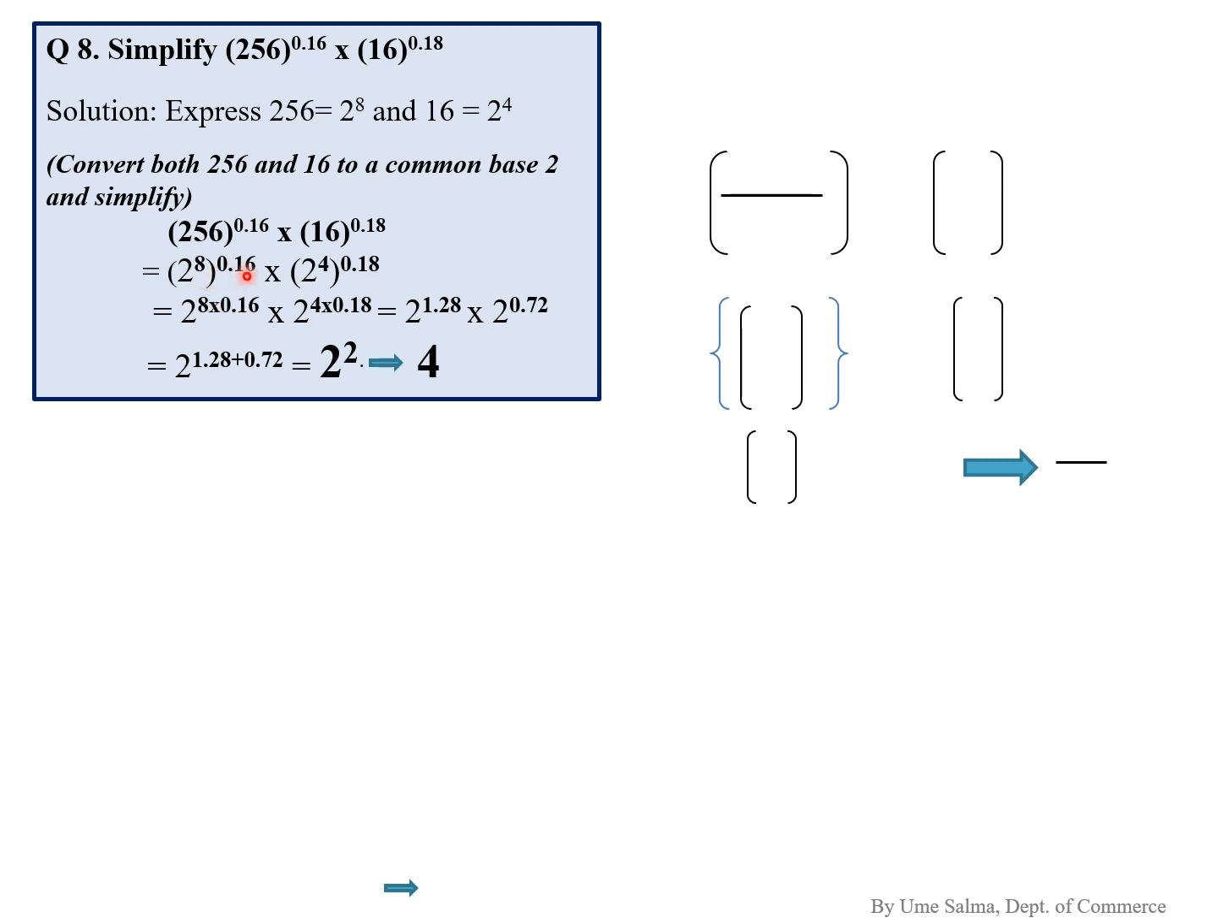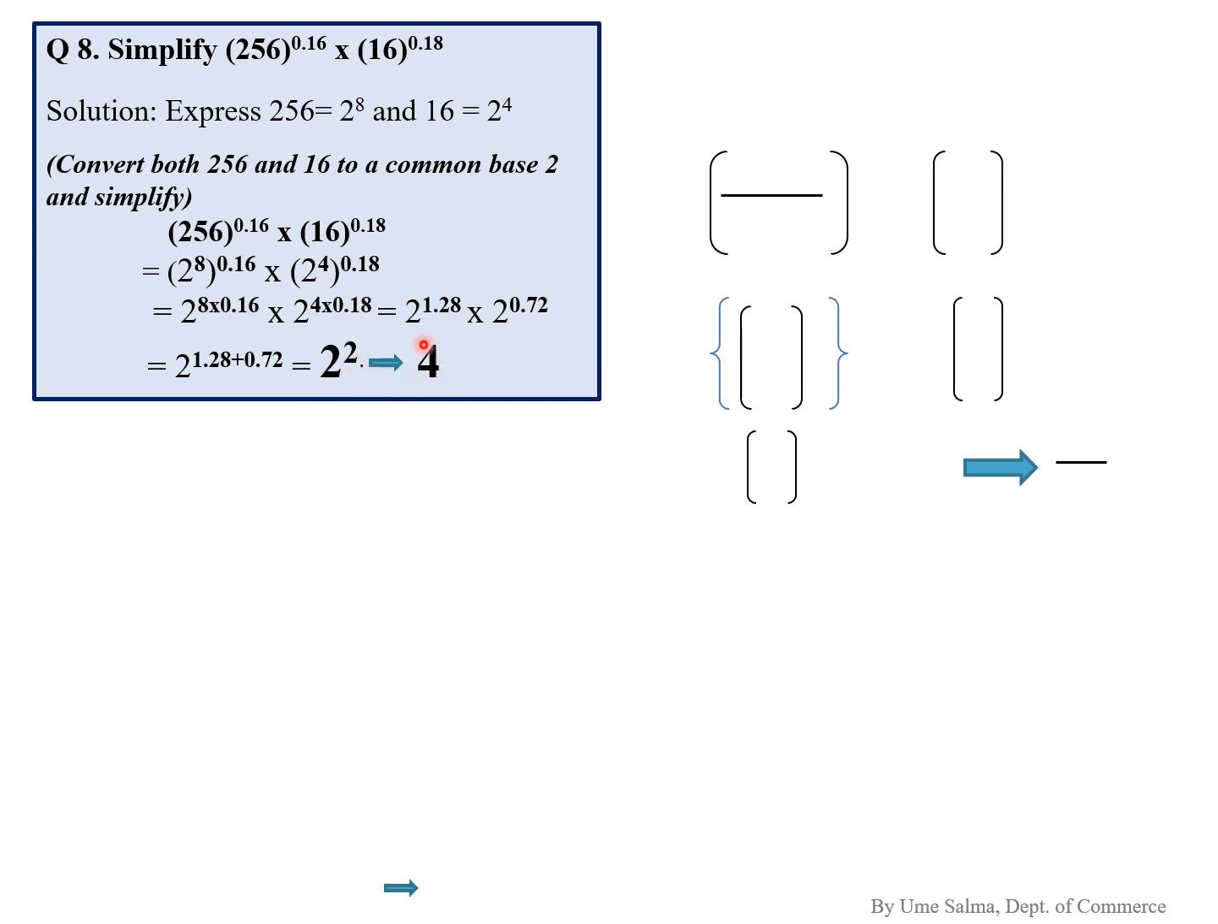So when you solve this, you get 2 to the power 1.28 into 2 to the power 0.72. Only at this step can you apply the multiplication law, that is, you add m plus n. That is, you are adding the two exponents. When you add this, you get 2 to the power 2, which can be written as 2 into 2, 4.